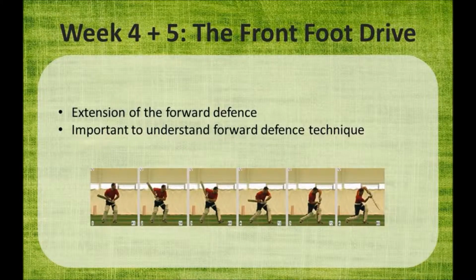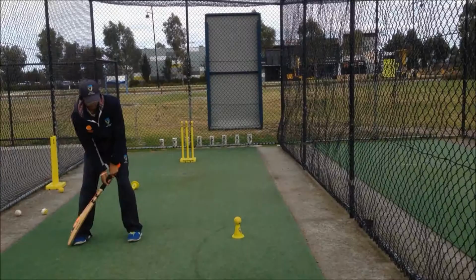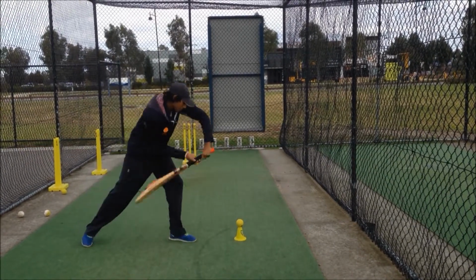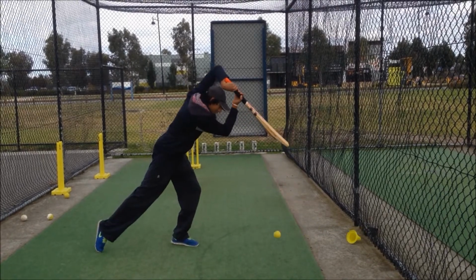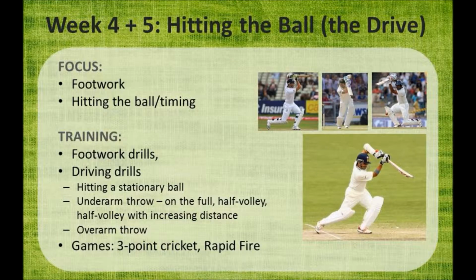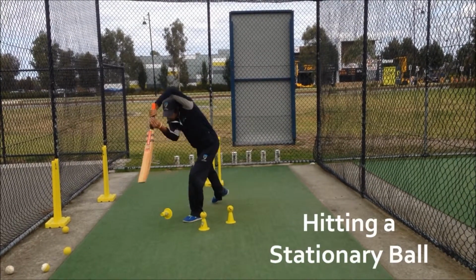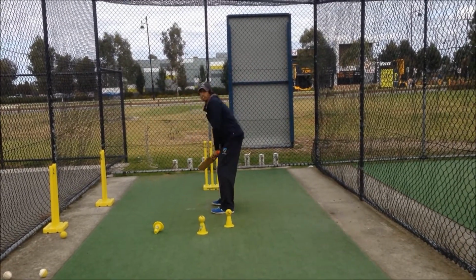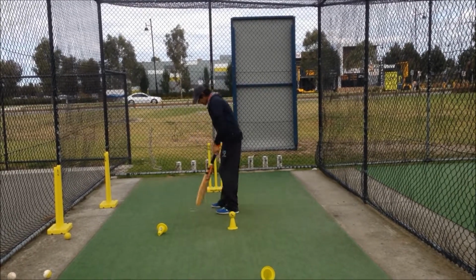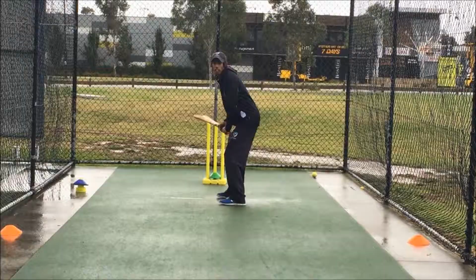Weeks 4 and 5 will see the participant progress to the front foot drive. However, it is important to first develop the understanding of a forward defence, as the drive is just an extension of this basic shot. To begin with, hitting a stationary ball from a tee will be introduced to focus on learning the correct technique. As the learner progresses, the introduction of different types of underarm deliveries, similar to weeks 2 and 3, will be seen. As they progress, the ball will be thrown overarm to more closely mimic a bowl delivery.